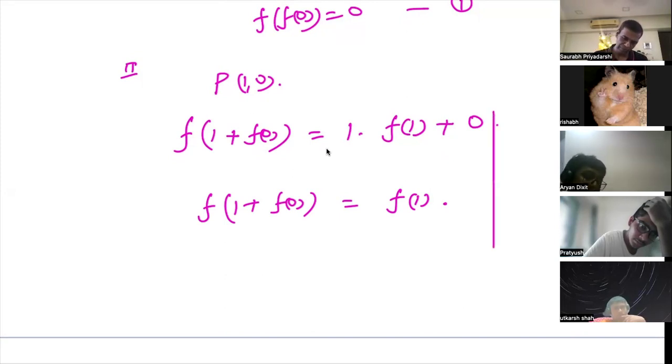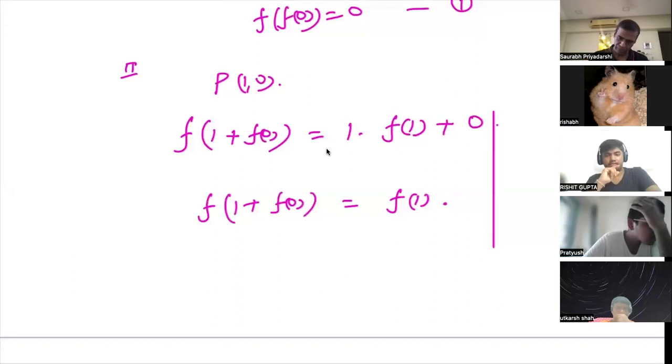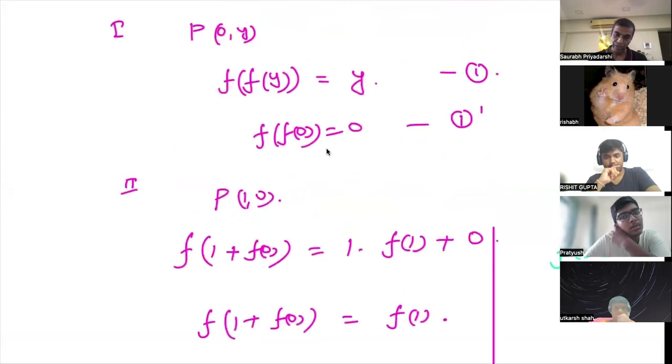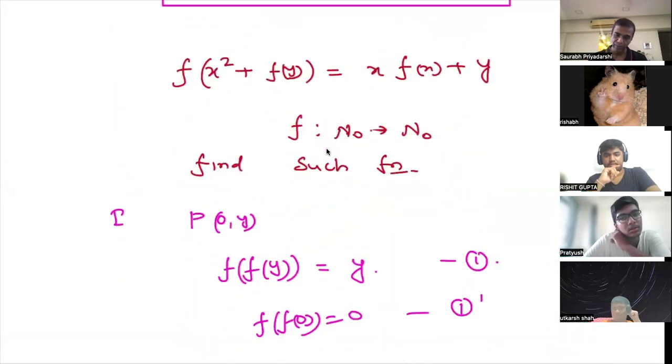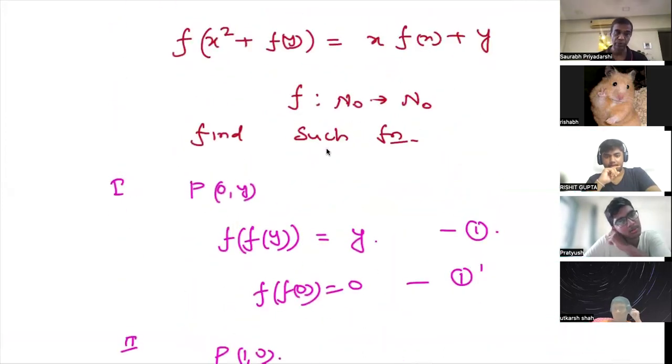Is it 0? Sir, the function is one-one. Sir, is the function one-one? That you have to prove. You can't say directly that this is a one-one function. That we have to prove.